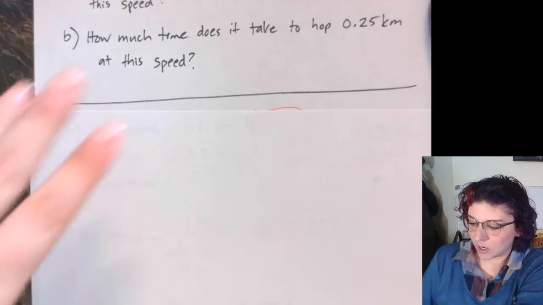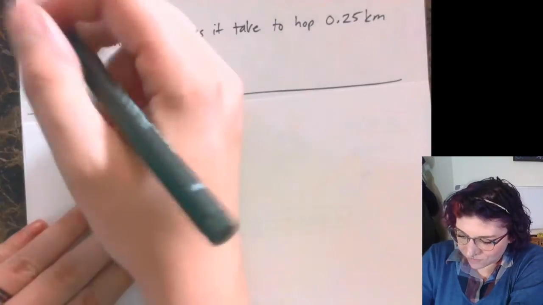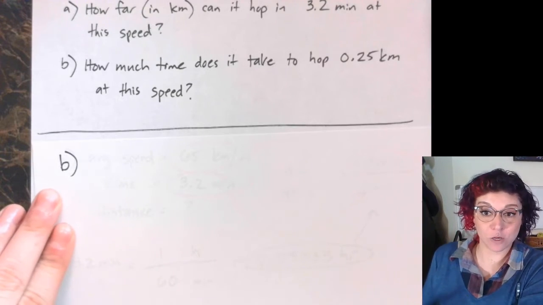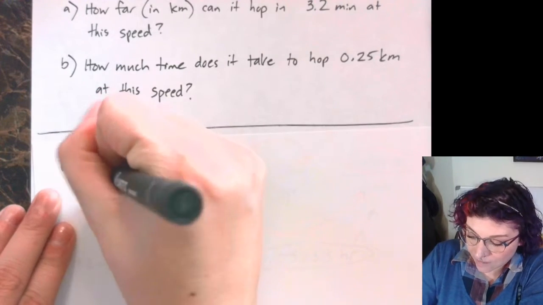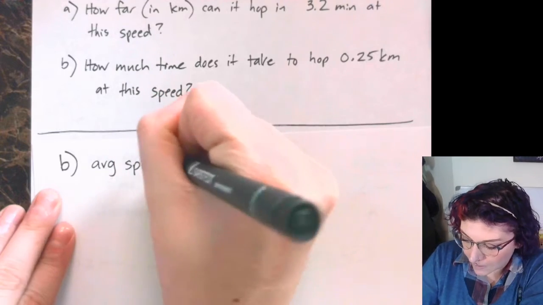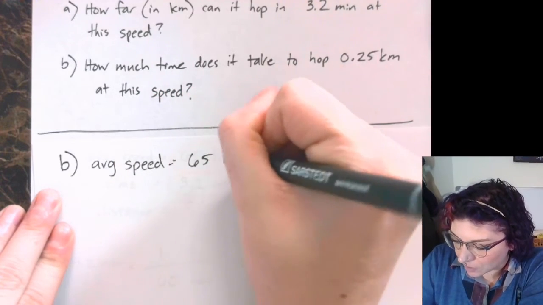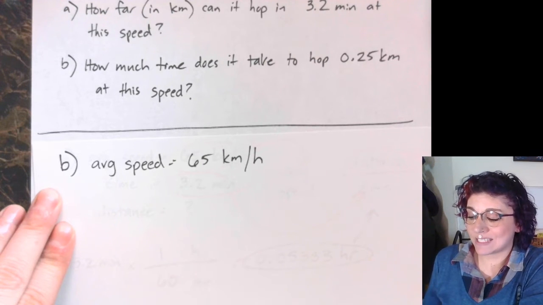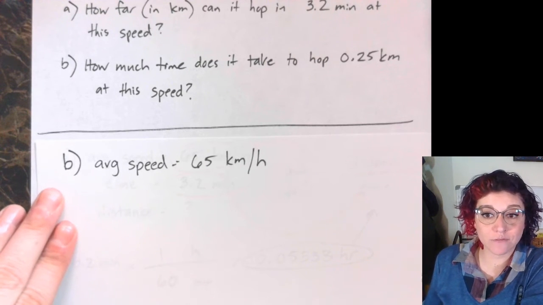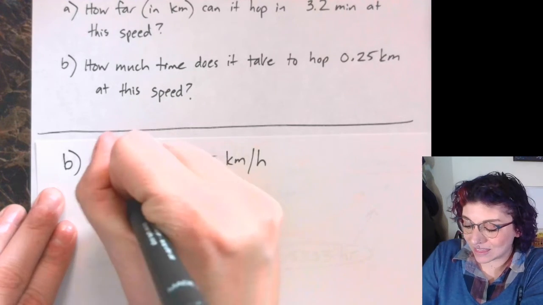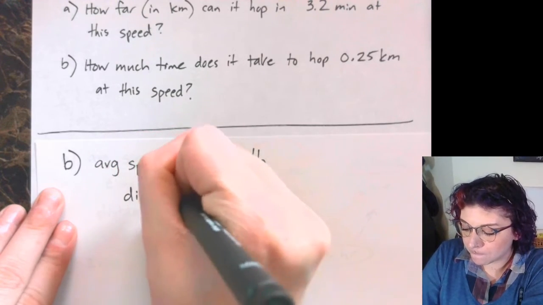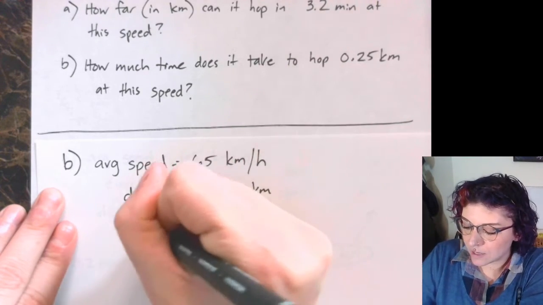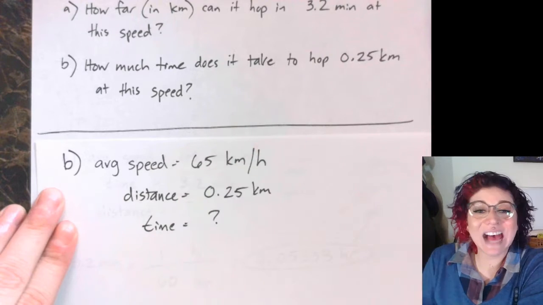Okay, let's look at part B for this terrifyingly fast kangaroo. So again, write down everything you know. We know that the average speed is 65 kilometers per hour. How much time does it take to hop 0.25 kilometers? So we know that the distance is 0.25 kilometers. And we're asked to find the time.